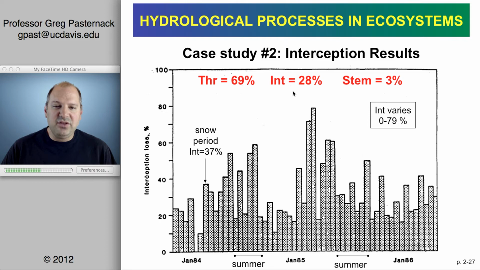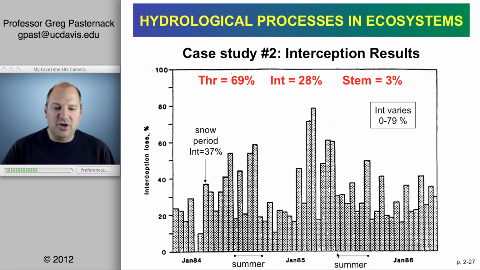We can see that on average, interception was a little bit higher, 28%. Throughfall, though, about the same, 69 to 70%, and Stemflow of 3%. So Stemflow is just such a small amount. But the interception varied from 0 up to 79%. So it's marked as much by its variability as it is by the idea of an average value of about 28%.